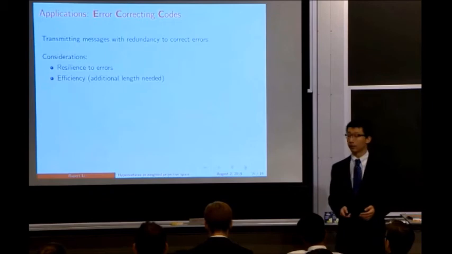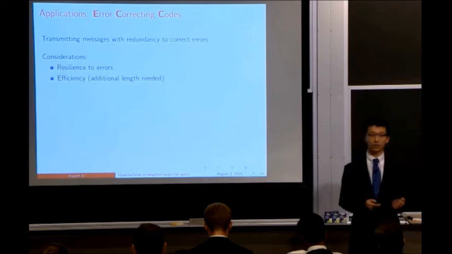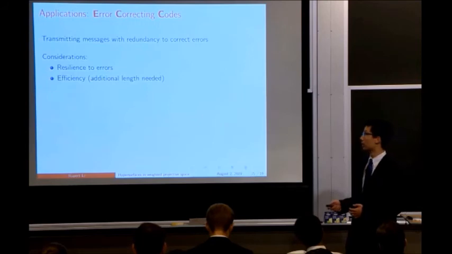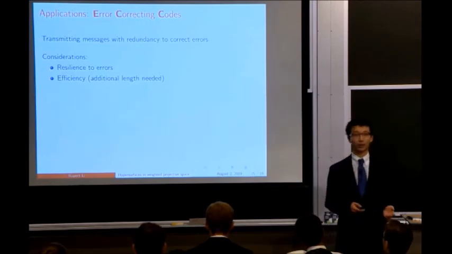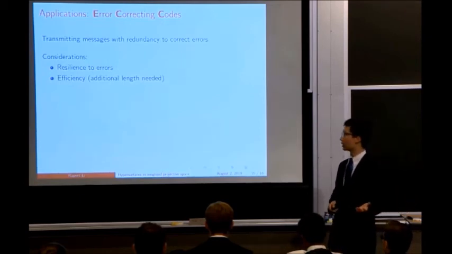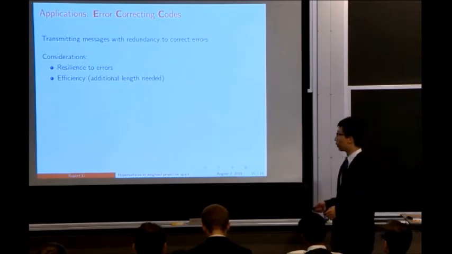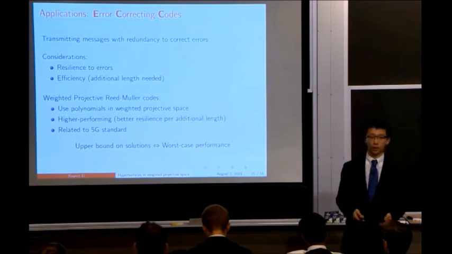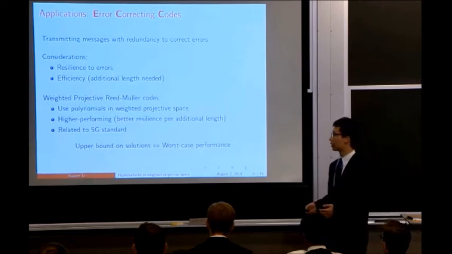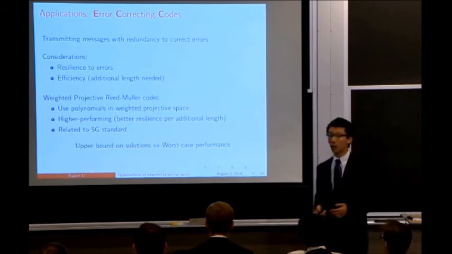So as I said in the beginning, this project does have applications to error-correcting codes. An error-correcting code is a way to transmit a message with additional redundancy so that you can correct errors during transmission. And the key things to consider in an error-correcting code's performance is its capability to be resilient to errors versus the additional length that you actually need to add to give it that resilience. Weighted projective Reed-Muller codes are a type of error-correcting code that uses polynomials in weighted projective space. And they have been demonstrated to be higher performing, so they have a better resilience to errors per additional length that they add than other types of Reed-Muller codes.